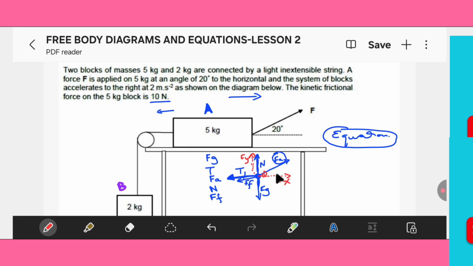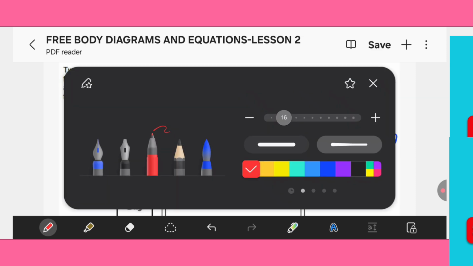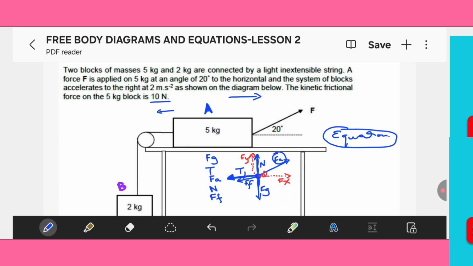So now we'll be having three forces that are acting parallel to the motion of this object. So it is F at x, tension, and force applied. So now how can we formulate our equation? So equation, we can formulate it.